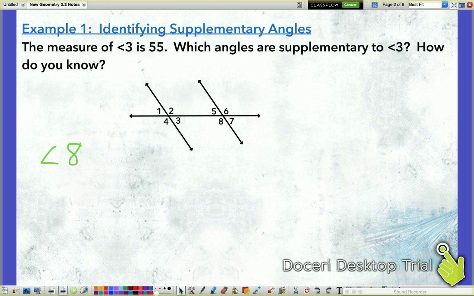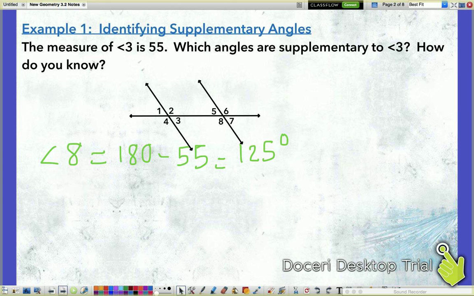So that would be supplementary to 3. So we would take 180 and we would subtract 55 to get the measure of angle 8. So angle 8 would be 125 degrees. It does not ask us for that, I'm just showing you. What's another angle that would be supplementary? What other angles with angle 3 would add up to 180 degrees?